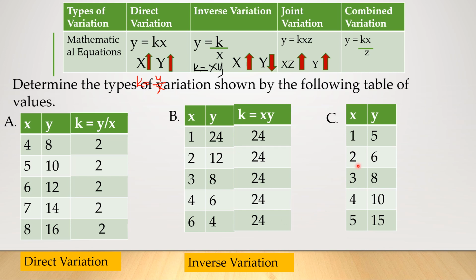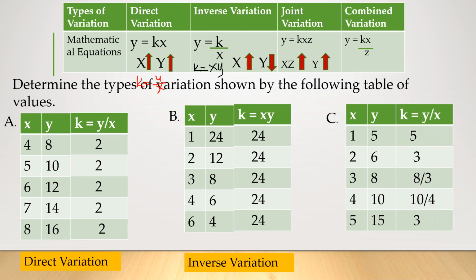Okay, what about this table? 1, 2, 3, 4, 5. Two quantities means it's either direct or inverse. Increasing, and this one is decreasing. Oh, it means inverse. But we need to check the value of k. K should be the product of x and y. So 1 times 5, that is 5. 2 times 6, that is 12. 3 times 8, that is 24. So they are not equal to the constant k, which means that this is not a variation at all.